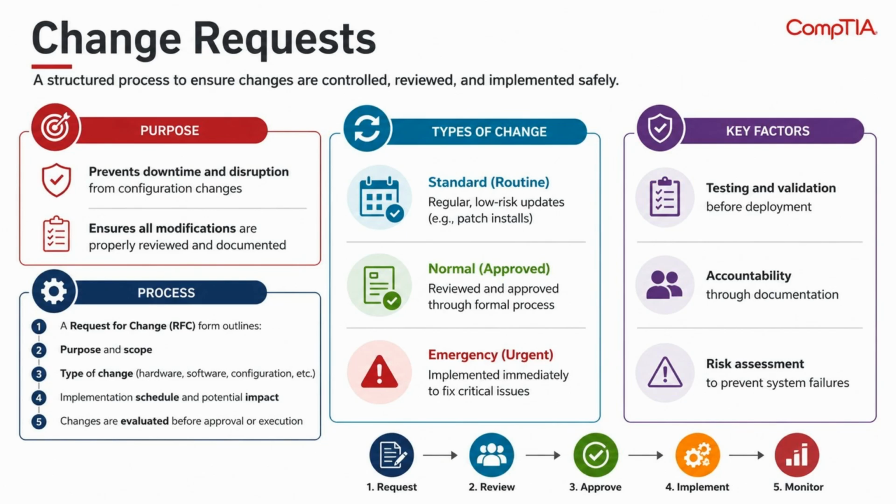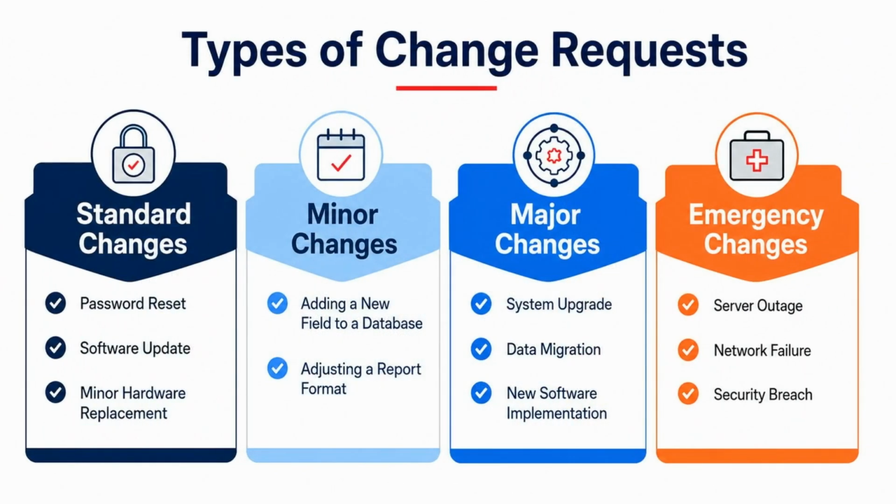Types of change: standard, routine and low risk, like patch installs; normal, reviewed and approved through a formal process; and emergency, implemented immediately to fix critical issues. Key factors: testing before deployment, accountability through documentation, and risk assessment. Here's what an actual request for change form looks like filled out. Notice the fields for purpose, scope, and implementation schedule that every change gets evaluated against.